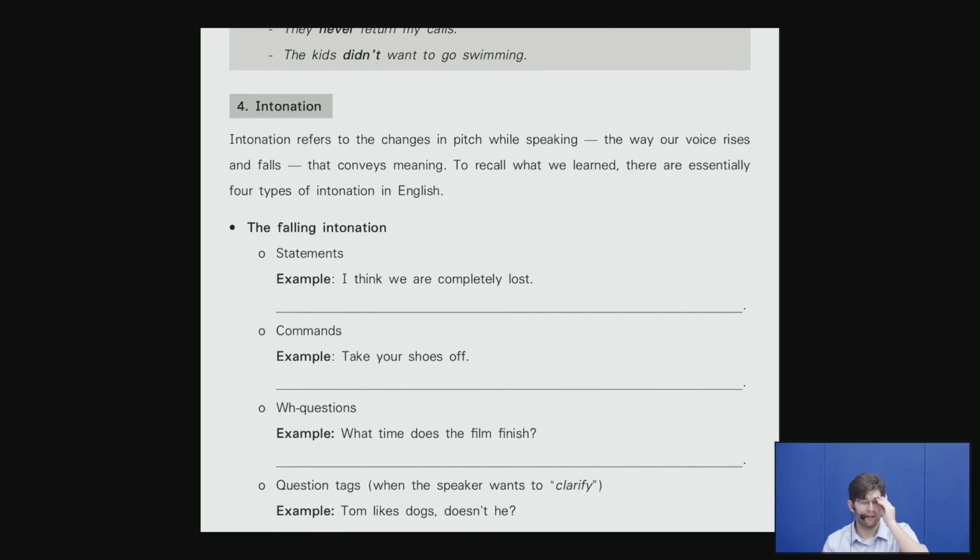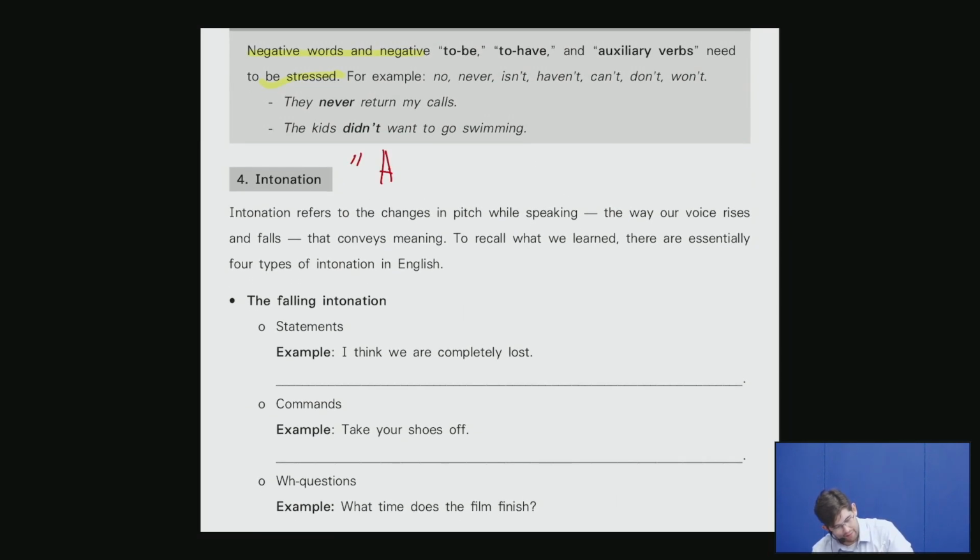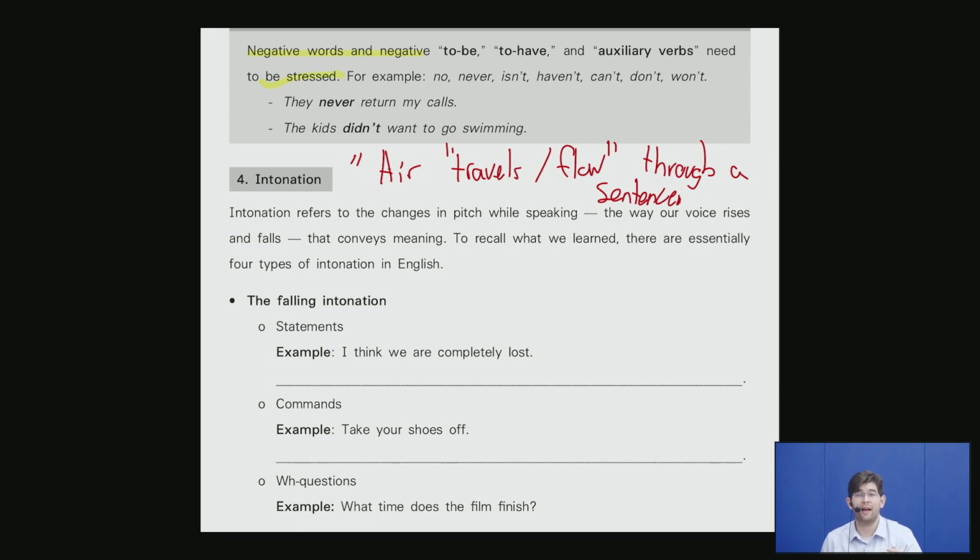Our next part is intonations. And what we mean by intonations, this is how I like to say the air, that's the two A's, the air travels or flows through a sentence. So what this really means is how much air survives in a sentence.